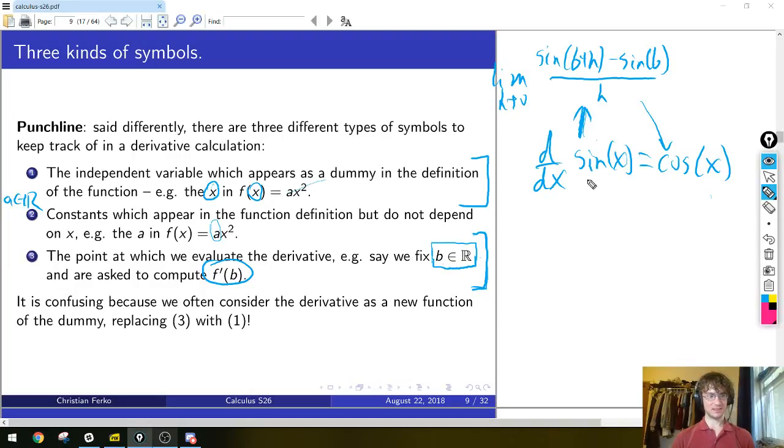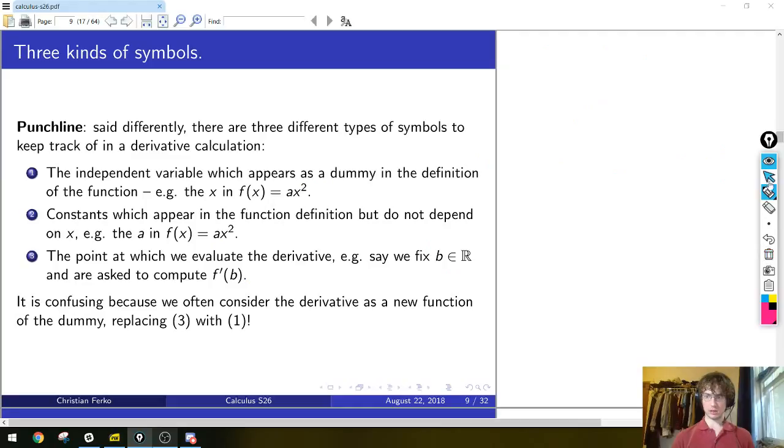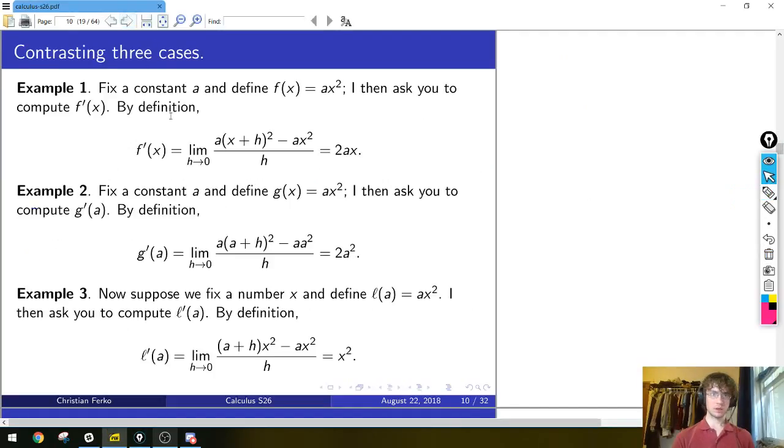Okay, thoughts here? I do not have any thoughts. Cool. Alright, more examples like this.